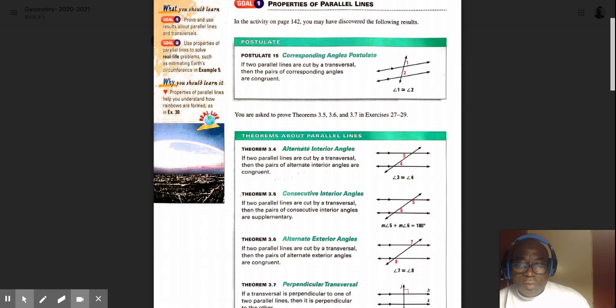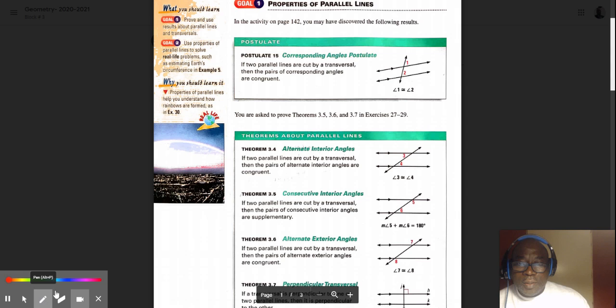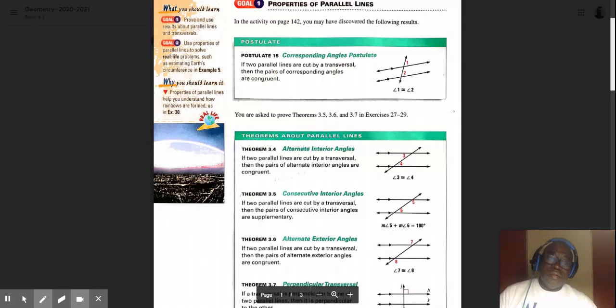So in this video, I'm going to discuss some of the properties of parallel lines. I'm going to talk about one postulate and four theorems. These are some of the postulates and theorems we will be using to solve some of the problems related to parallel lines. So let's look at the first postulate here, postulate 15, where it talks about corresponding lines, right?